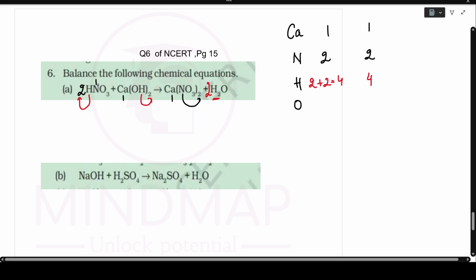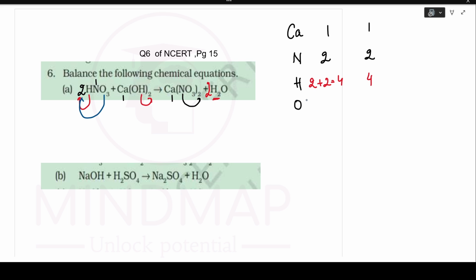Next is what? Oxygen. Now oxygen here is, you see, it's 3 2s are 6 और भी है, यहाँ पर देखो 2 है, तो 6 plus 2 is 8. Now check on product side. Here it is, see, 3 2s are 6. Oxygen कितना है? 6 है और भी है, प्लस ये देखो 2. तो 6 plus 2, 8. Now you balance each element.